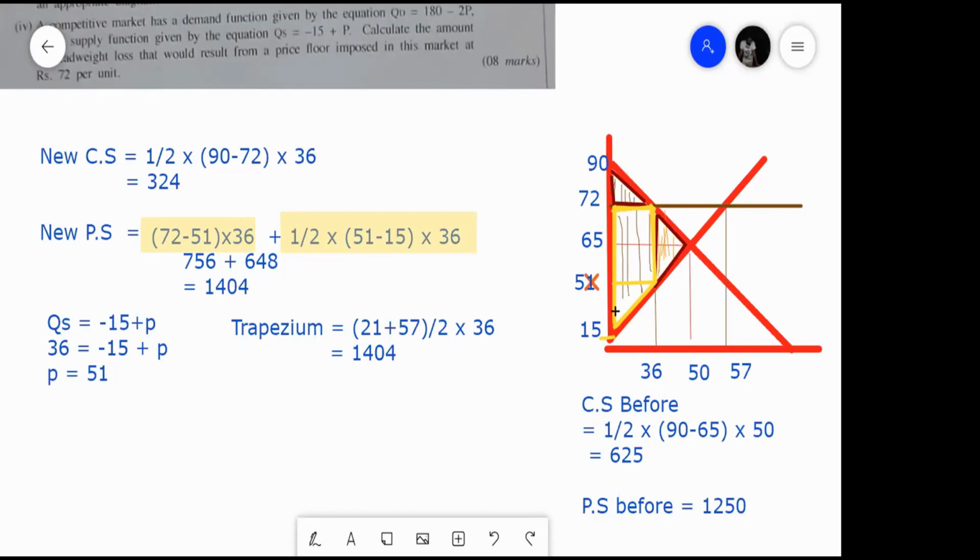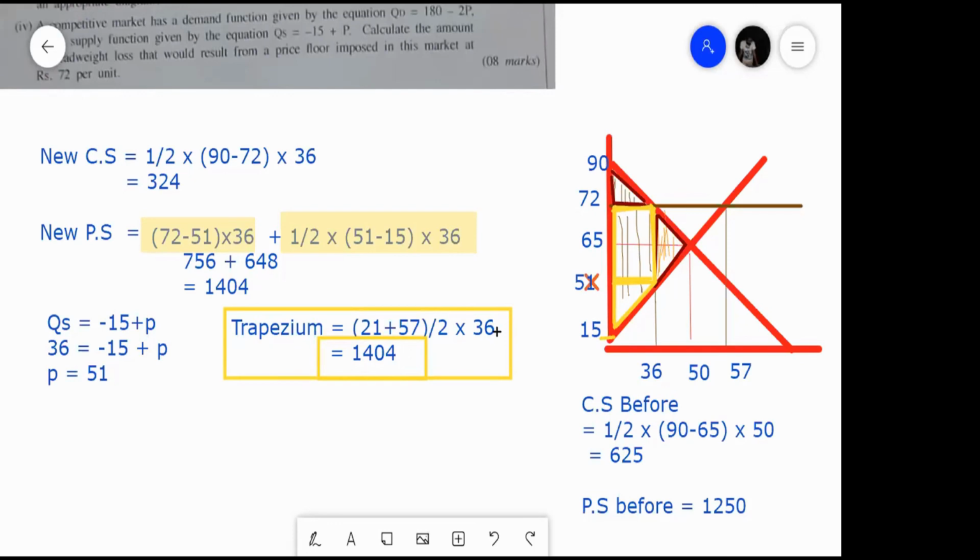Okay, 756 plus 648. So you can do this, right? You can either find the entire trapezium. That calculation is only this. So how do you find the area of a trapezium, guys? This is maths now. You take the two parallel sides. This side is 21, this side is 57. 21 plus 57, you divide by 2, multiplied by this vertical distance, 36. You get 1404. Okay, that's the producer surplus.